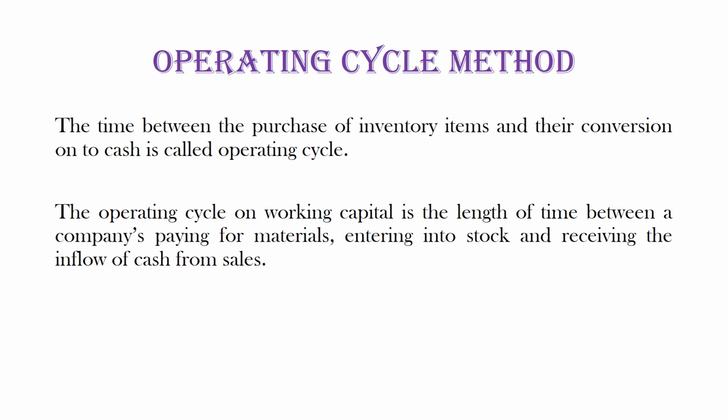Let us see the meaning of operating cycle. Operating cycle, it is very simple. That is the time which is needed to convert raw materials into work in progress into finished goods into sales, and account receivables back into cash. This is called operating cycle. Or it is the time between purchase of inventories, that means raw materials or work in progress or the finished goods and their conversion onto cash. This is called operating cycle.